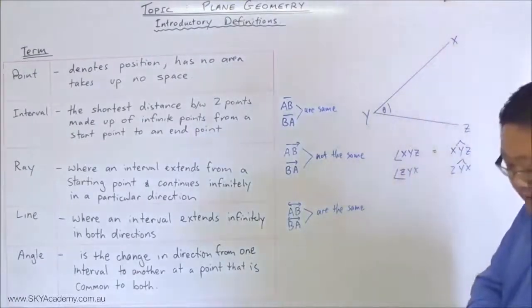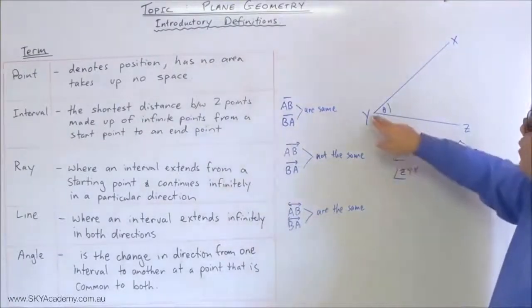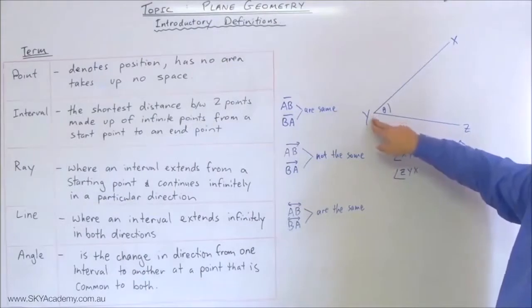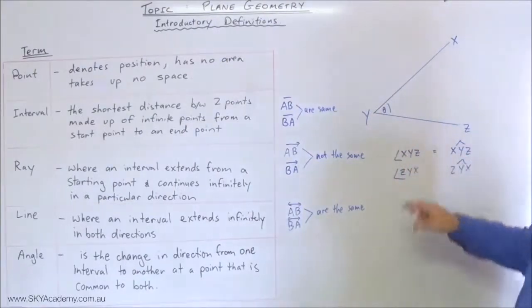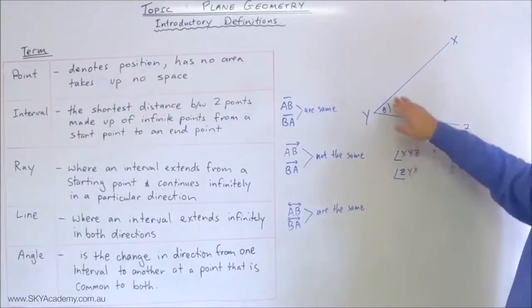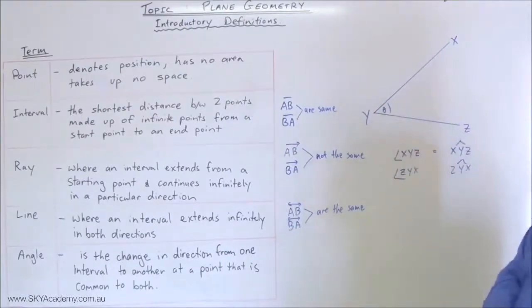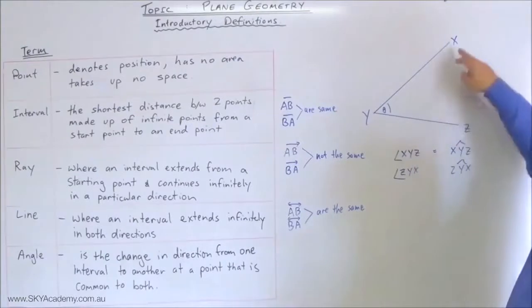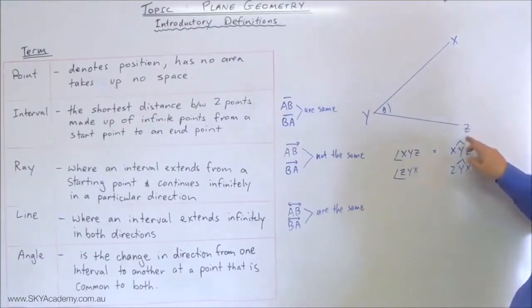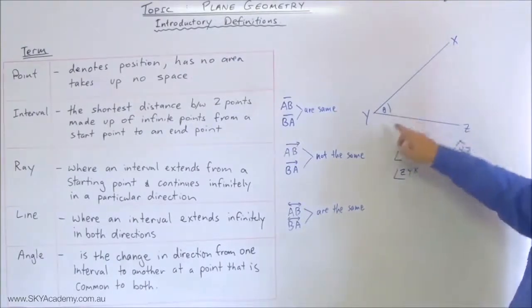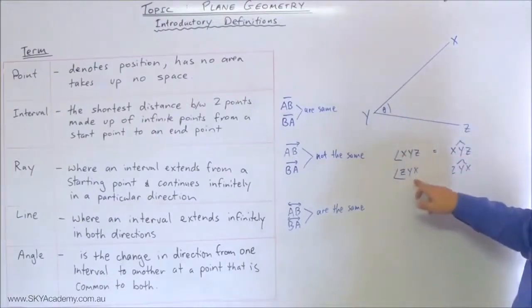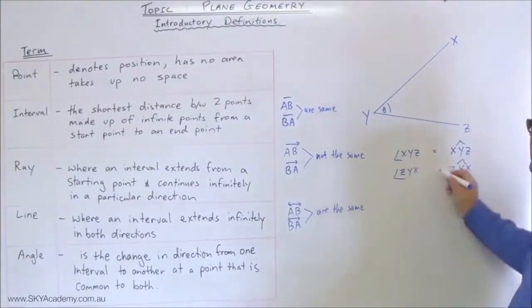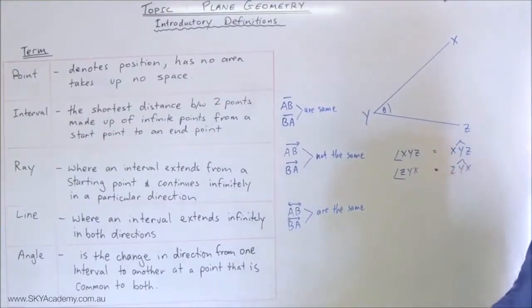Now the important thing is that the point where the angle is should be in the middle, because that's where the change in direction is measured from. It starts at point X and ends at point Z in this particular case, or it starts at point Z and ends at point X. But either way, you're going to measure the same angle, right?